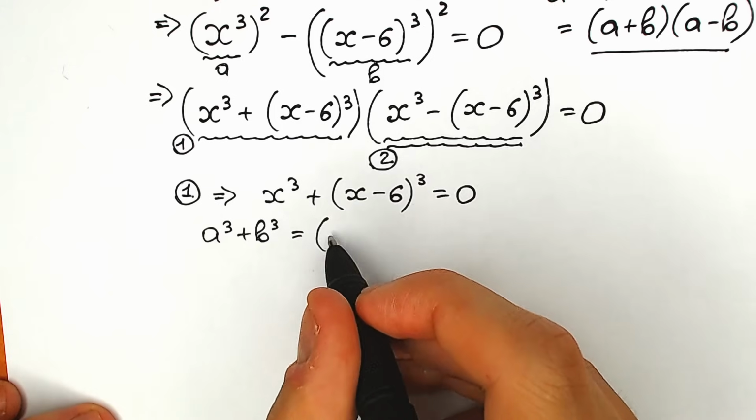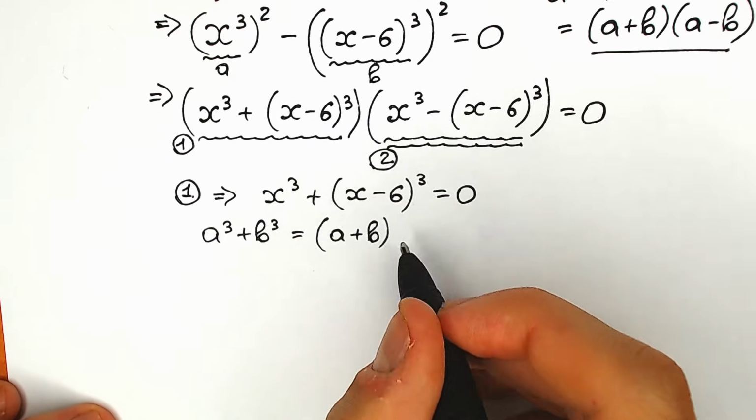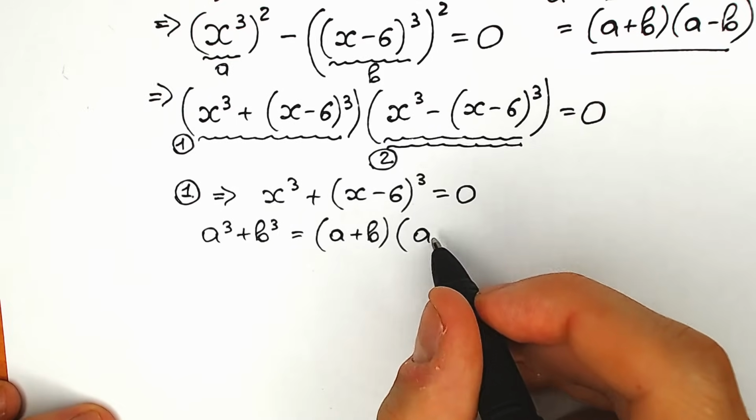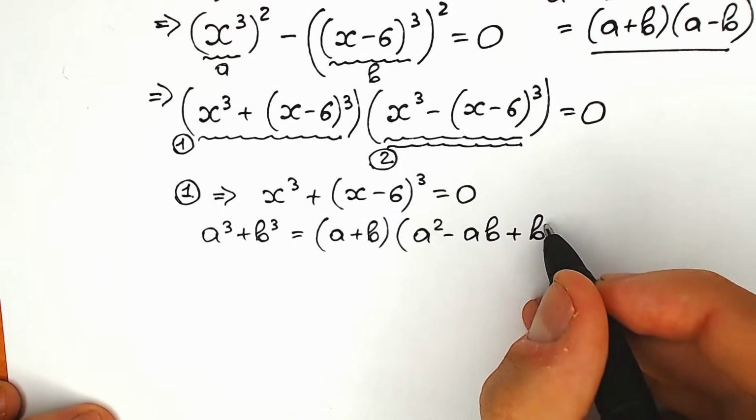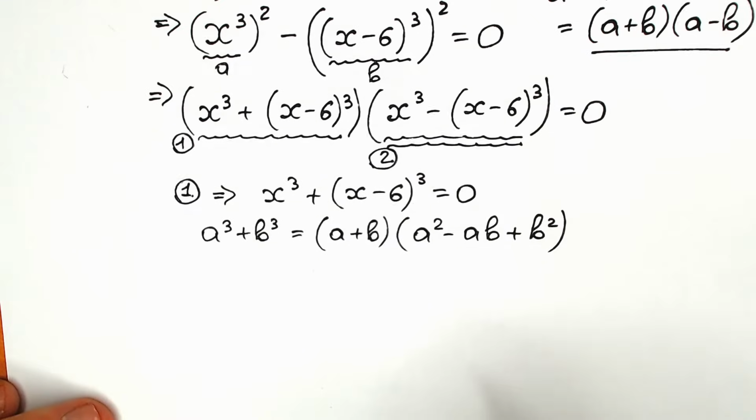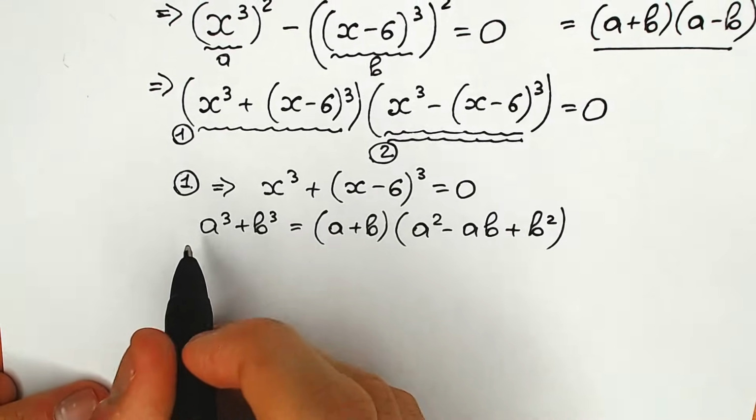We have a plus b, and in the second parenthesis we will have a square minus ab plus b square. Okay, this is our formula for a cube plus b cube. Right now let's apply this formula.